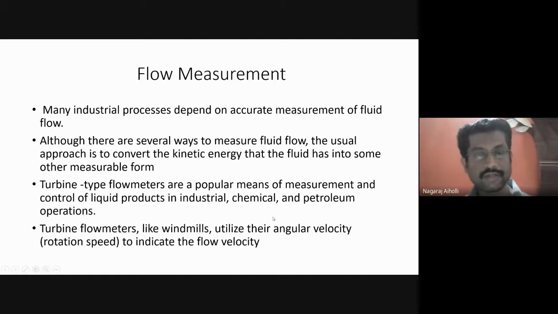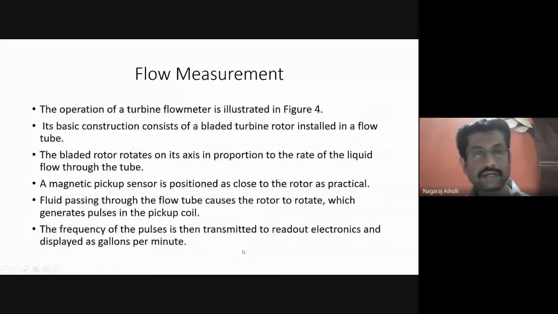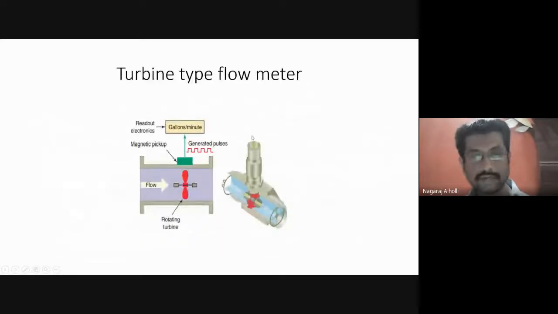They utilize their angular velocity or rotation speed to indicate the flow velocity. The operation of a turbine flow meter is shown in the next figure. Here you can see the turbine flow meter. There is a flow of the liquid. This flow strikes the blades of the turbine. As it strikes, the blades start to rotate.